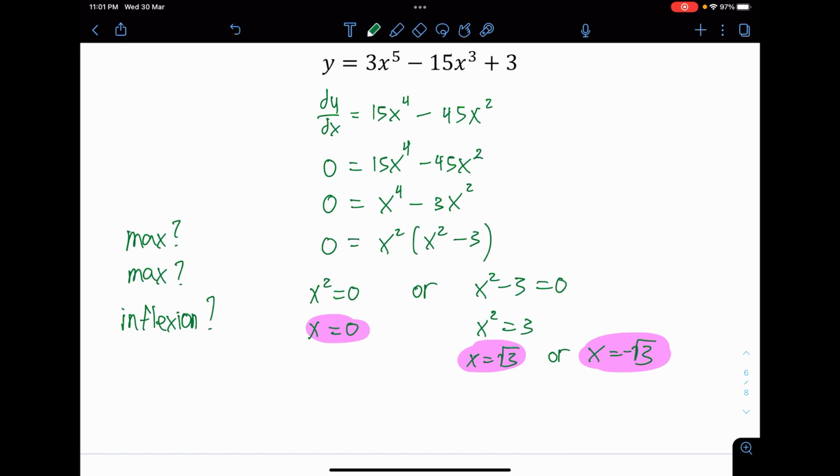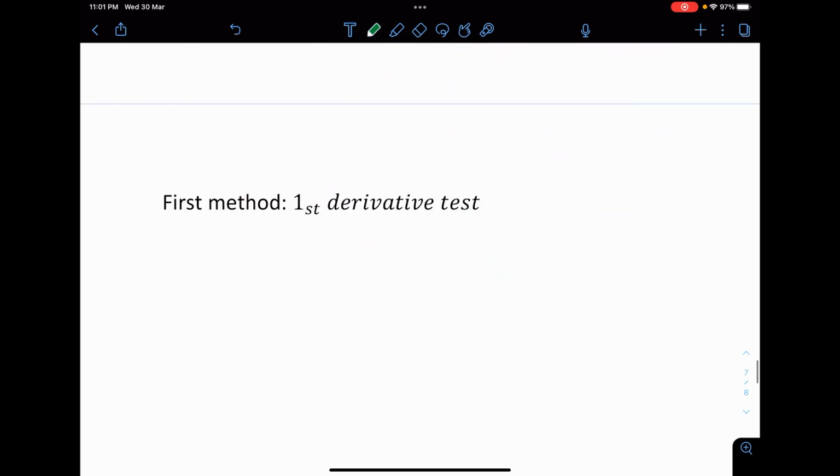If I take a look at 0, root 3, and negative root 3, what is the behavior of each of them? What is the nature of each of these? I only know that these points will give me the turning point, but I don't know whether it's a maximum, minimum, or inflection. That is what we are actually going to find out. At these three locations, what is the behavior? Now, the first method that we are going to do is the first derivative test.